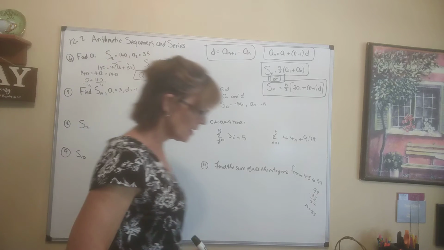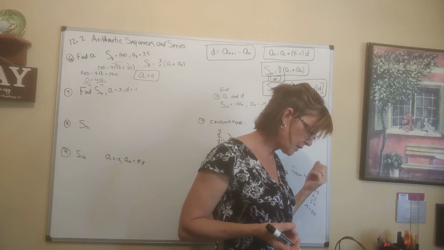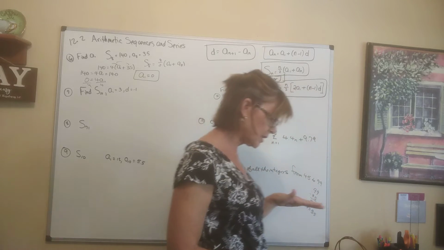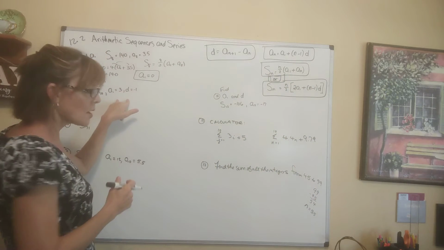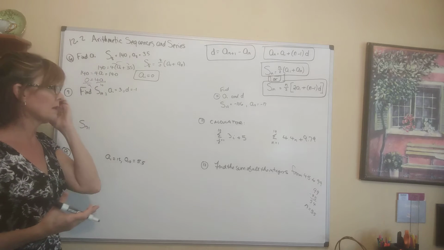Okay, that's fine. Number 7, find the sum of the first 10 terms of the arithmetic series when A sub 1 is 3 and D is negative 1. So I wrote that differently. This indicates the sum of the first 10 terms. That's what they're asking me to find.